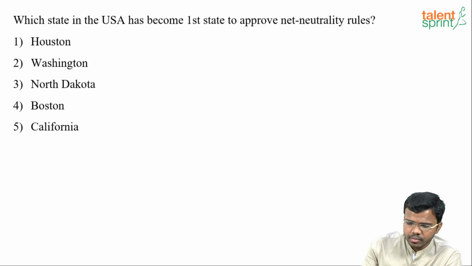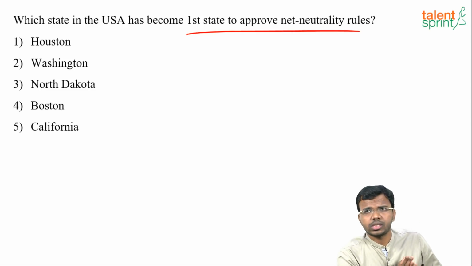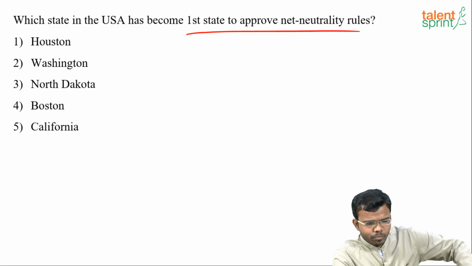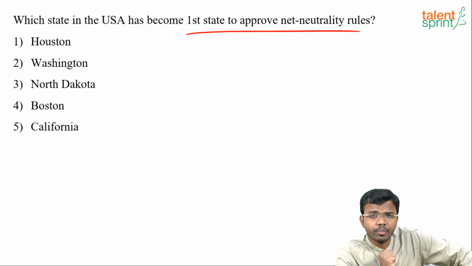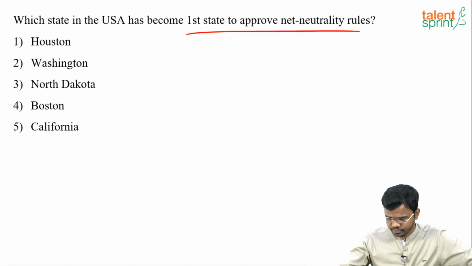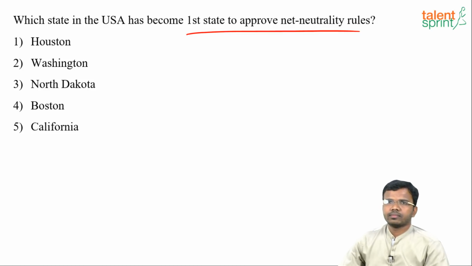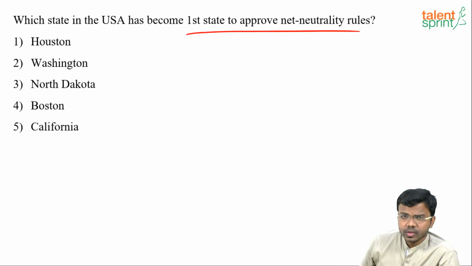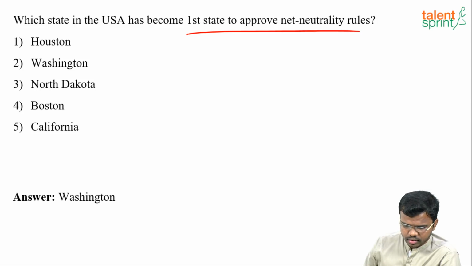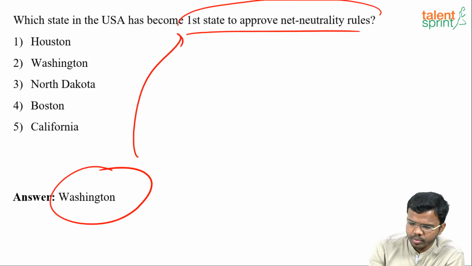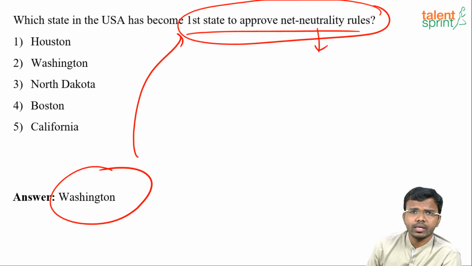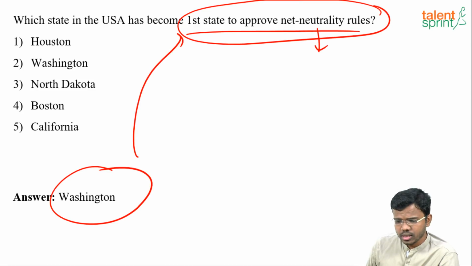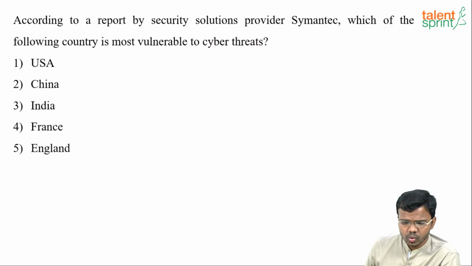Which state in the USA has become the first state to approve net neutrality rules? So what could be the right answer? Yes, Washington. Washington has become the first state to approve the net neutrality rules. It means everybody should have equal access on the internet. Okay, there must be no charges, or showing some partiality. So Washington is the first state to approve net neutrality rules in USA.